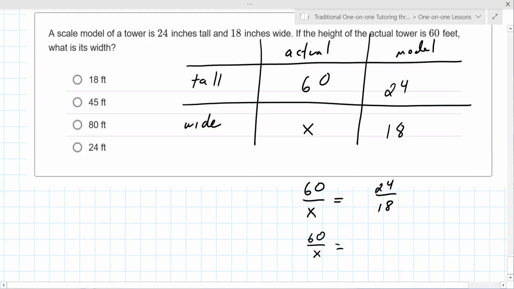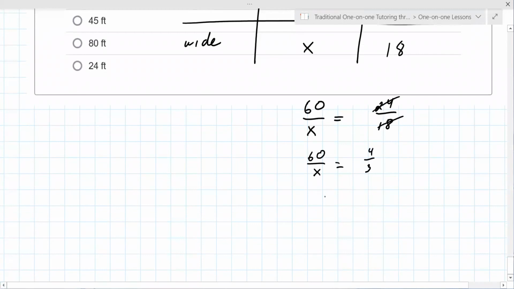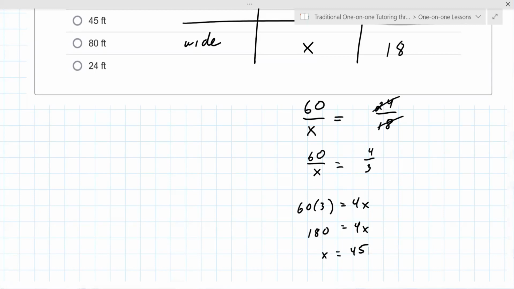So you can actually divide 24 and 18 both by 6. That gets you to 4 over 3. So when you diagonally multiply, you get 60 times 3 equals 4x, or 180 equals 4x, and x equals 45. Yep, that's what I got.